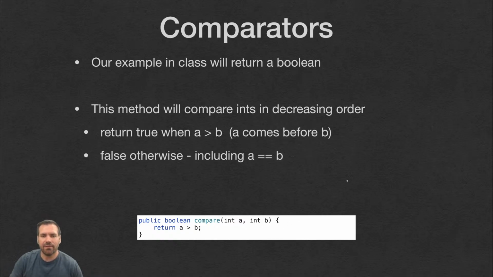So if I have 10 and 15 that I give to my comparator and I'm using the less than operator, it's going to return true. Yes, 10 does come before 15. That's the less than operator. We're going to check, is 10 less than 15? If 10 is less than 15, it comes before it.